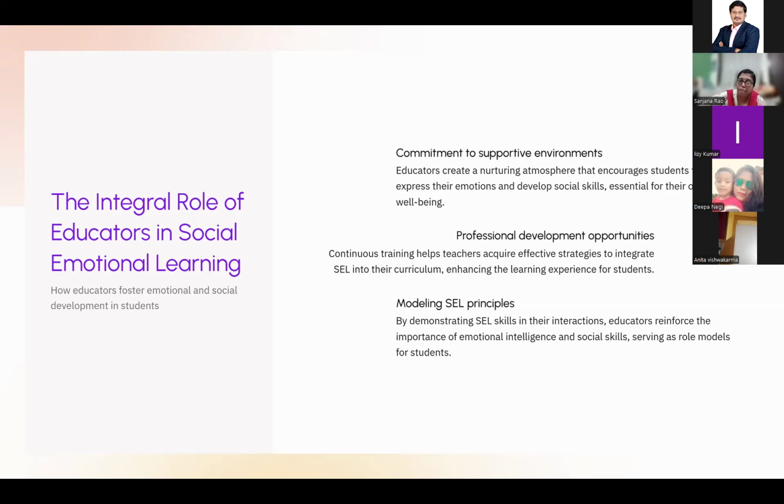Modeling social and emotional learning principles: by demonstrating these skills in their interactions, educators reinforce the importance of emotional intelligence and social skills, serving as role models for students. So many examples have come out based on this. Hope this part is understood very well.